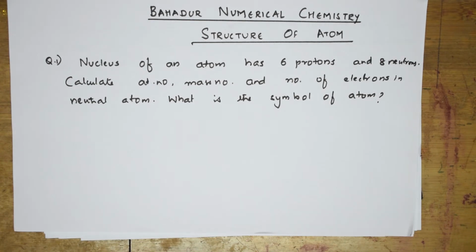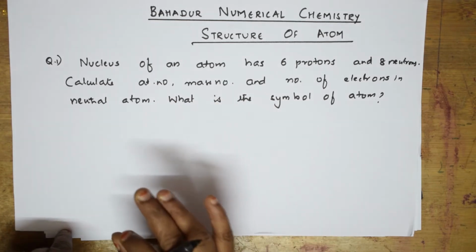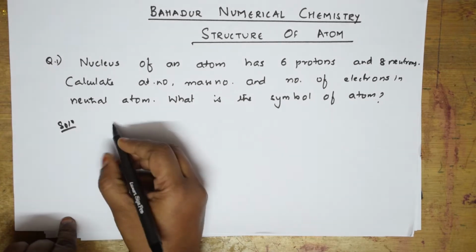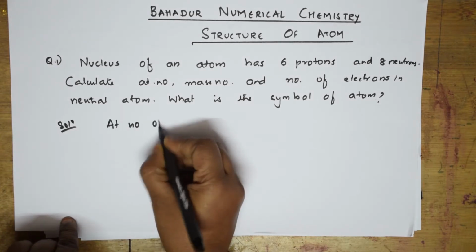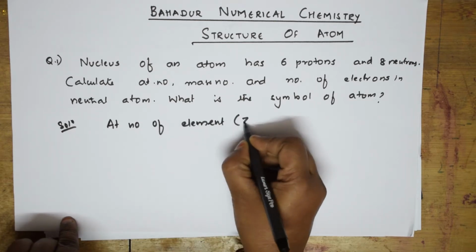Yes. So let us start solving the numerical. Let's see how you are going to do. I need to calculate the atomic number, mass number, and number of electrons. First of all, I have to start with the solution. What actually is this? Atomic number of the element. What is it denoted by? It is denoted by Z, isn't it?